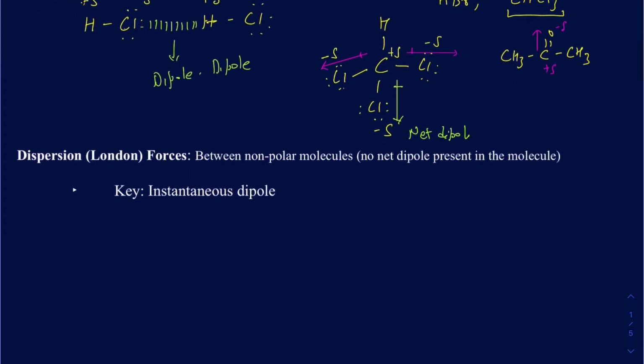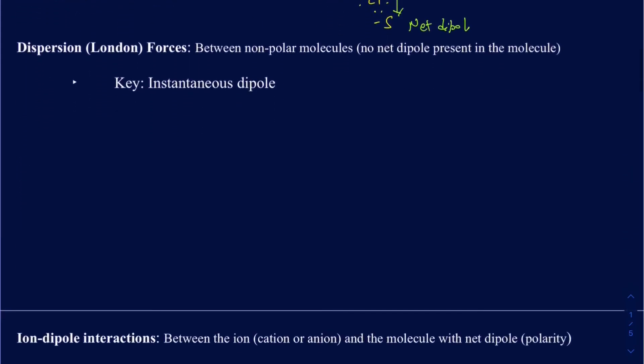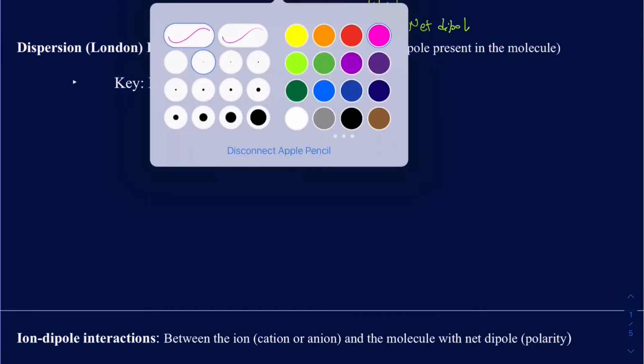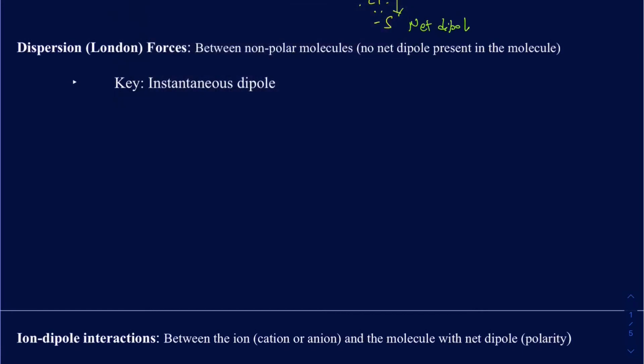The next one is the London dispersion forces. In London dispersion forces, you don't really have any net dipole. They are going to be made between the nonpolar molecules. So any molecule that's left behind is going to be making London dispersion forces. So I can talk about CO2 or CS2, or I can talk about C2H6, any hydrocarbons basically, CCl4. I can talk about CBr4.